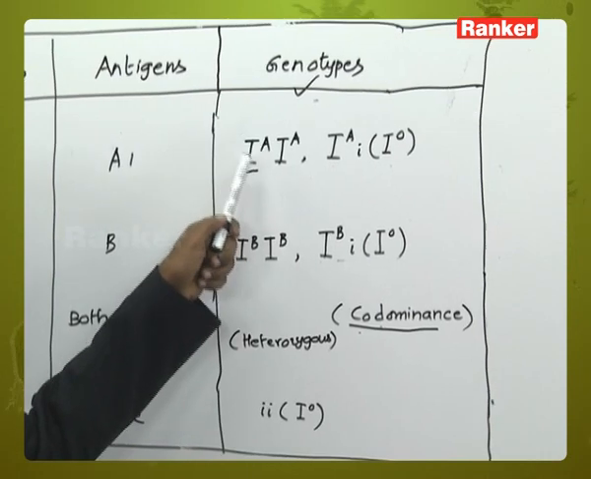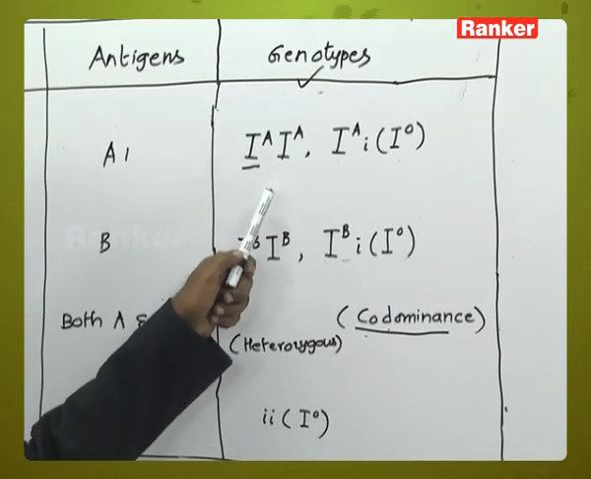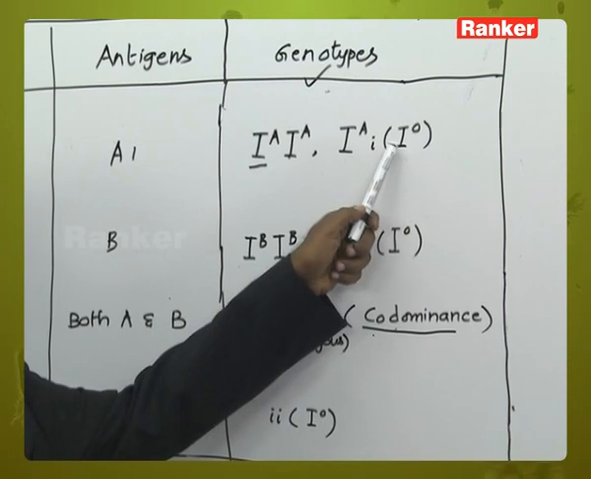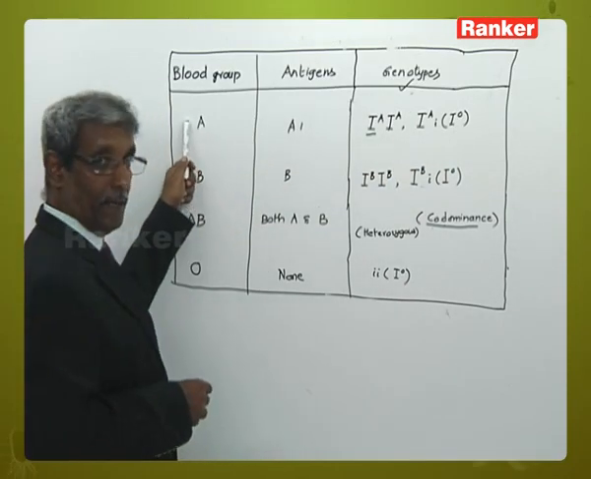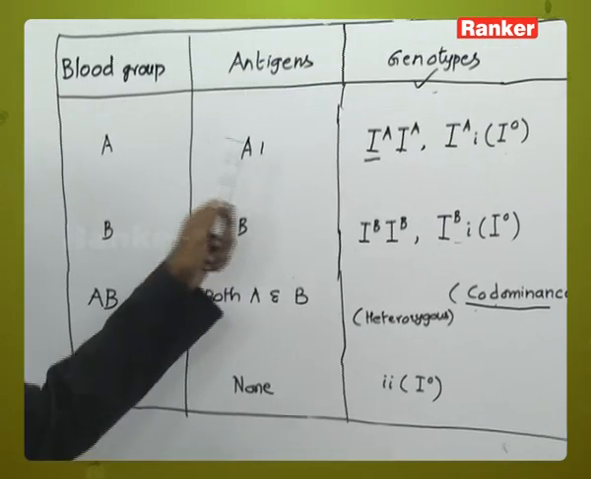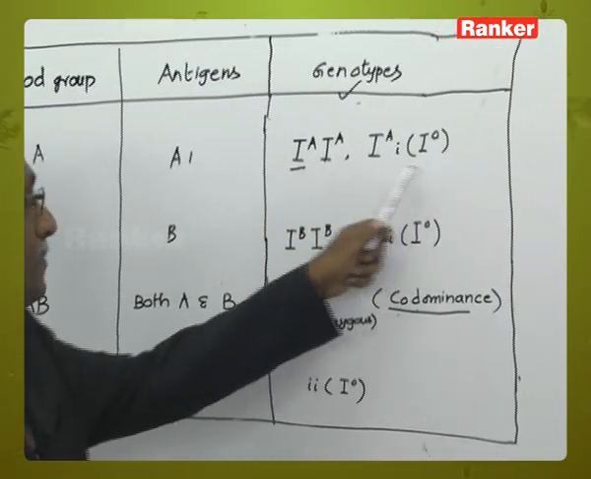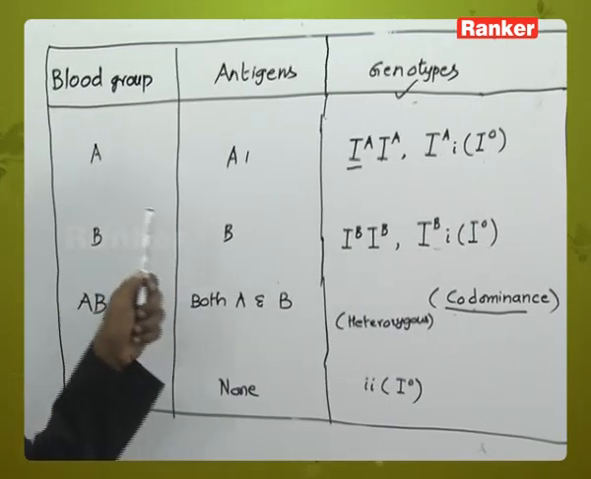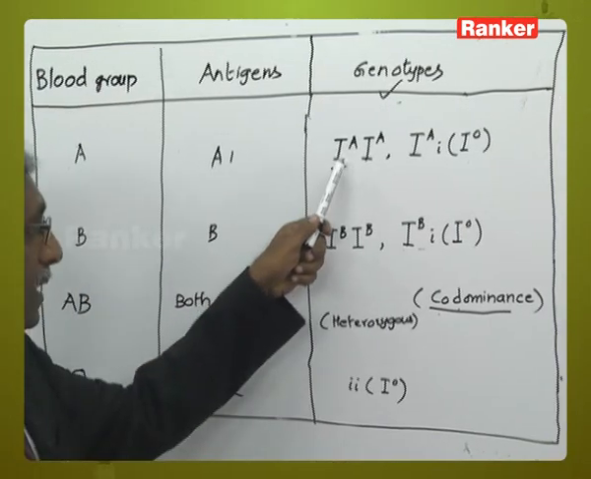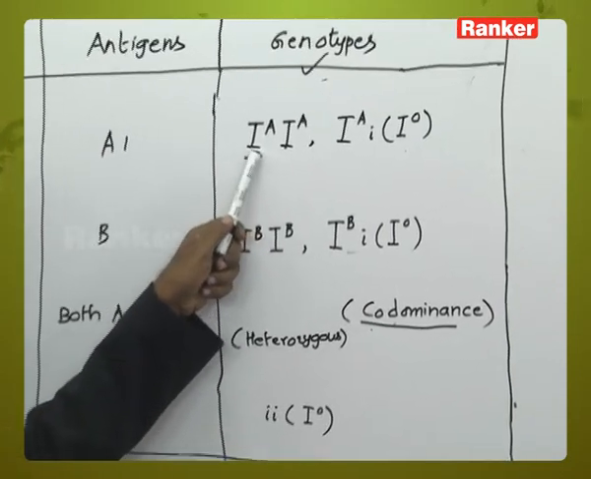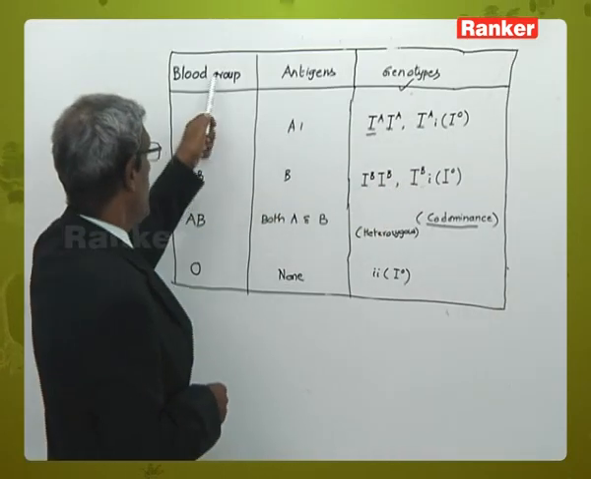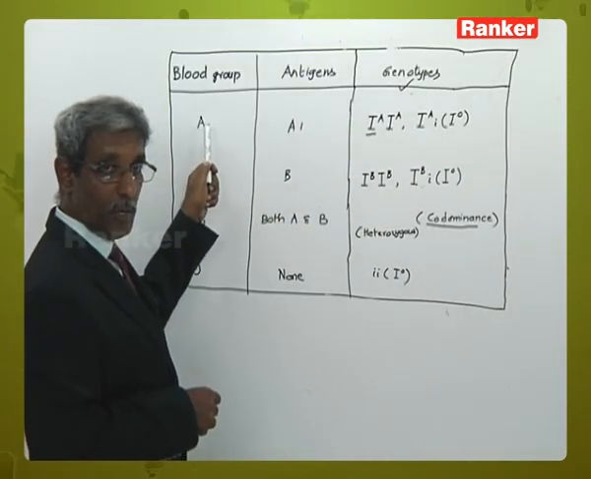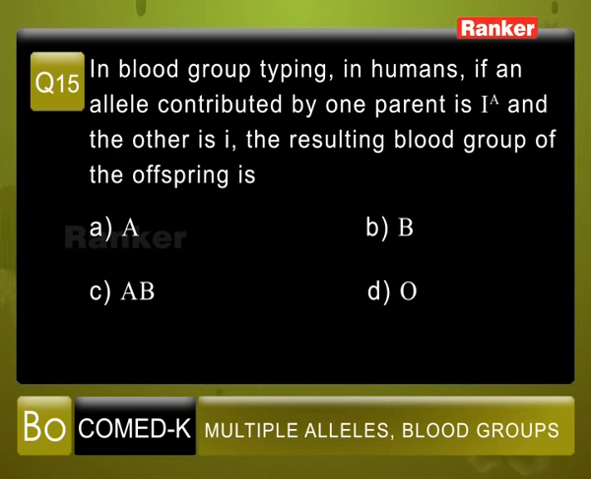If one of the alleles is IA, and the other contribution is always IO, then the blood group is A. This is a sort of blood typing. Normally, given the genotypes, they ask you what the blood group could be. If an allele contributed by one of the parents is IA and the other is contributed as IO or IA, what is the blood group? The blood group is A. So the right choice between A, B and O for question number 15 is A.